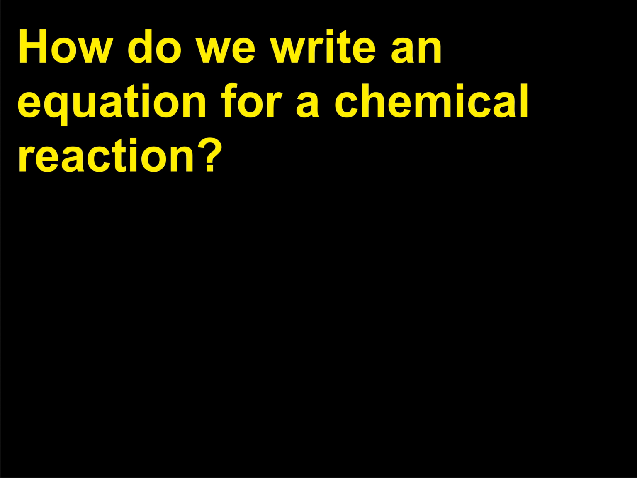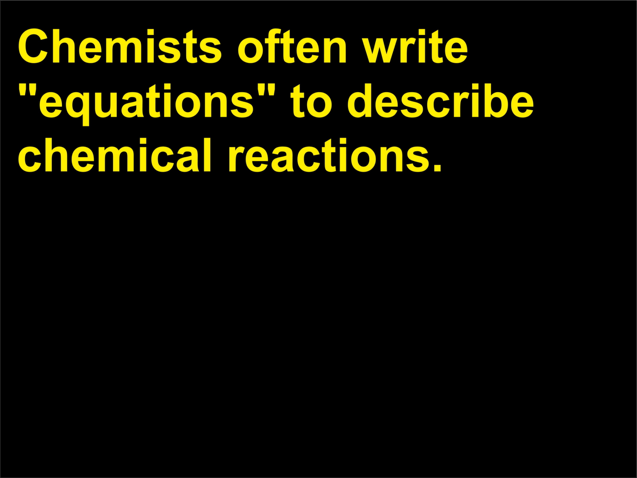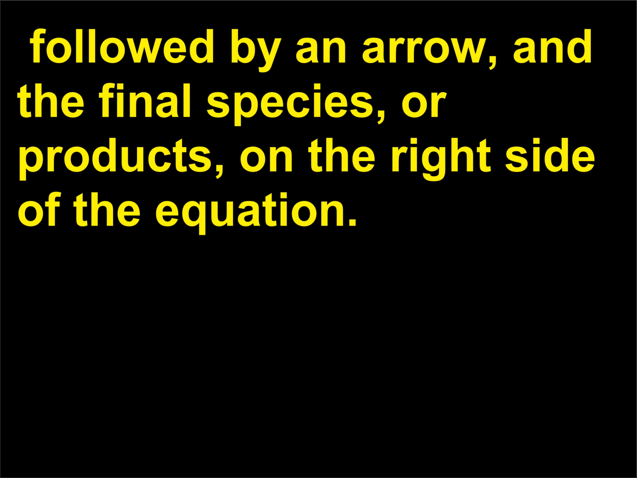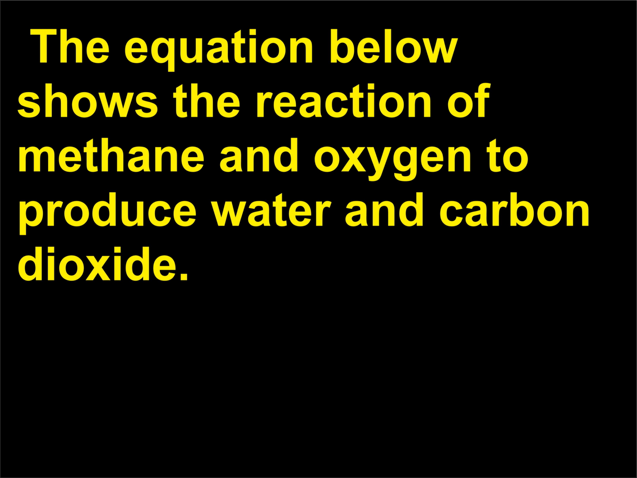How do we write an equation for a chemical reaction? Chemists often write equations to describe chemical reactions. It is conventional to list the initial species, or reactants, on the left side of the equation, followed by an arrow, and the final species, or products, on the right side of the equation. The equation below shows the reaction of methane and oxygen to produce water and carbon dioxide.